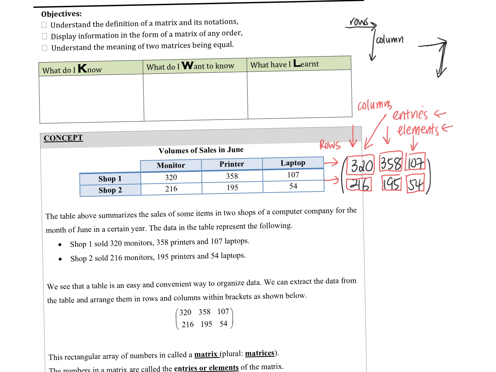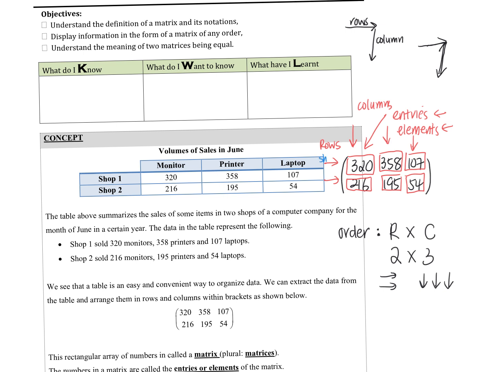So when we write the order of a matrix, what is the order of this matrix? We always write rows times columns. So this is a 2 by 3 matrix: 2 rows and 3 columns. You can always know the order of a matrix by knowing how many rows and how many columns there are.